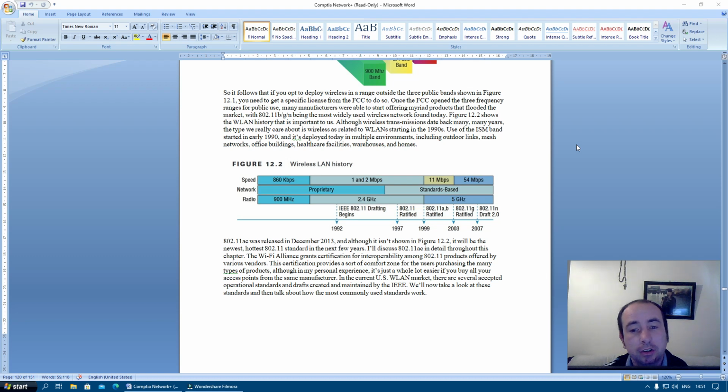Although wireless transmissions date back many years, the type we really care about is wireless as related to wireless LANs, starting in the 1990s. Use of the ISM band started in early 1990 and it's deployed today in multiple environments, including outdoor links, mesh networks, office buildings, healthcare facilities, warehouses and homes.